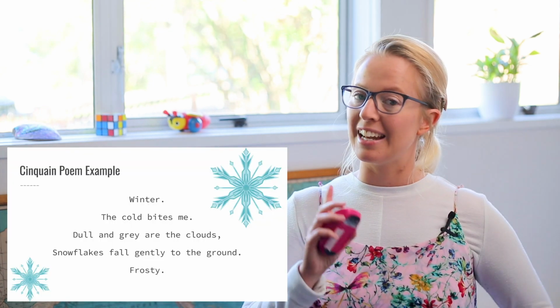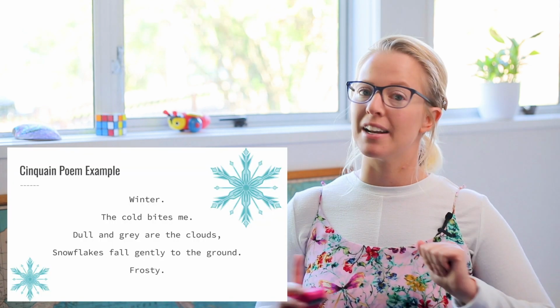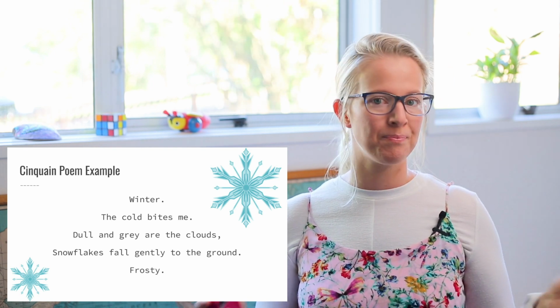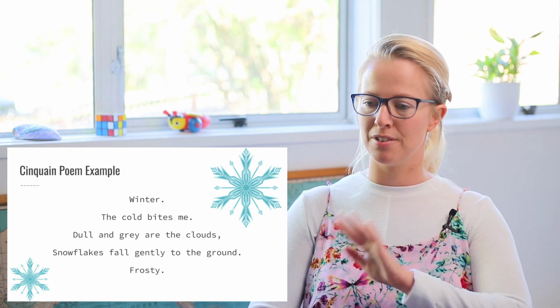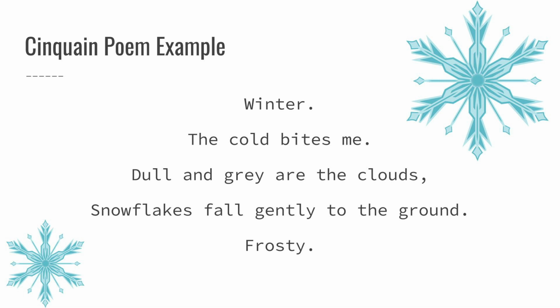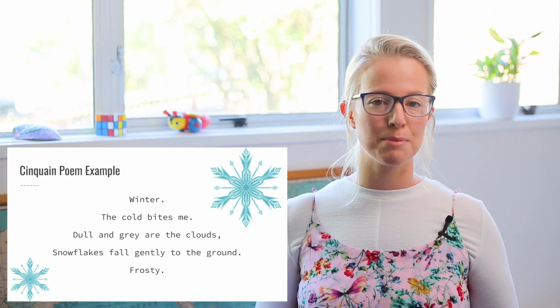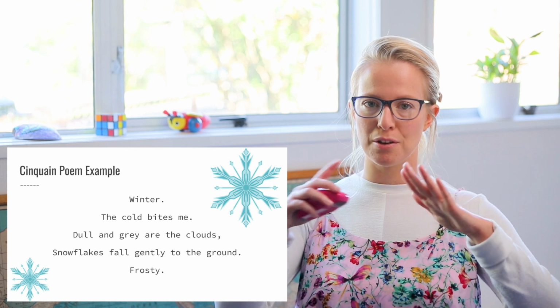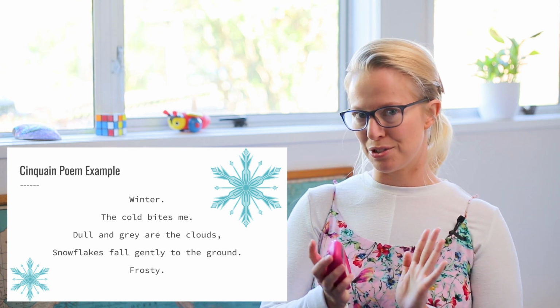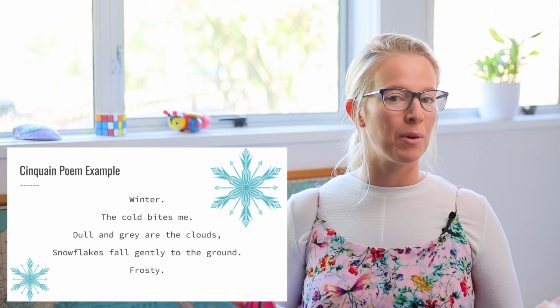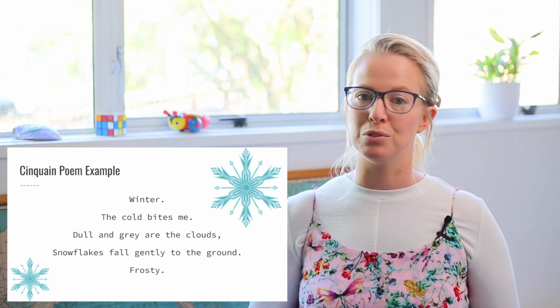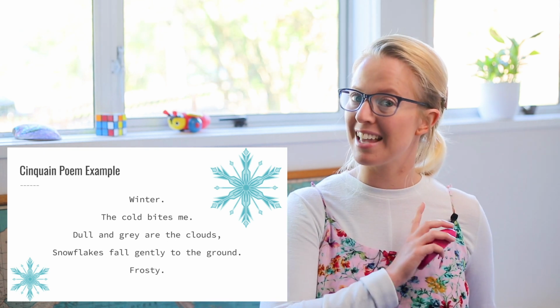Okay, let's look at an example of a cinquain poem that I have written about winter. So, it starts off, winter. The cold bites me. Dull and grey are the clouds. Snowflakes fall gently to the ground. Frosty. So looking at this poem, you can see it starts off small, gets bigger, and then goes small at the bottom again. Now we're going to go a little bit further into what the rules are, so you can write your own ones at home.